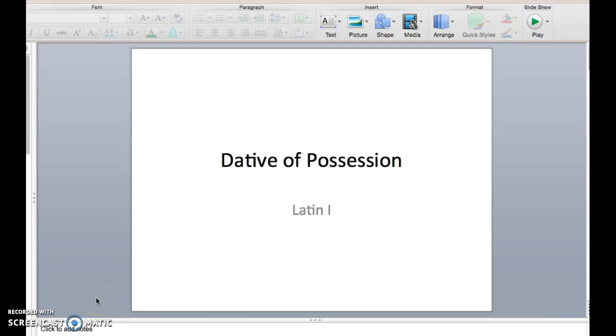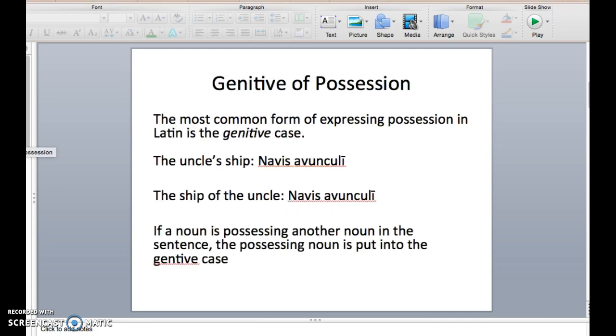So today we're going to learn about the dative of possession. Let's dive into it. First off, with a quick review of the genitive of possession, everyone's favorite case of possession because it's the simplest. And it's also the most common. As we look here, we have the uncle's ship, navis avunculi, and the ship of the uncle, navis avunculi.